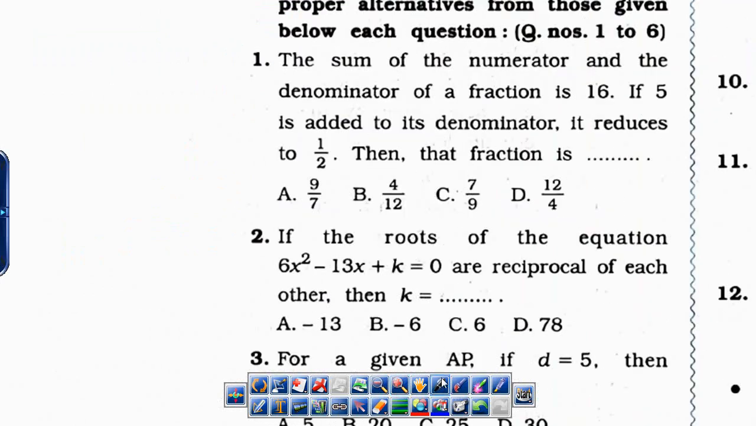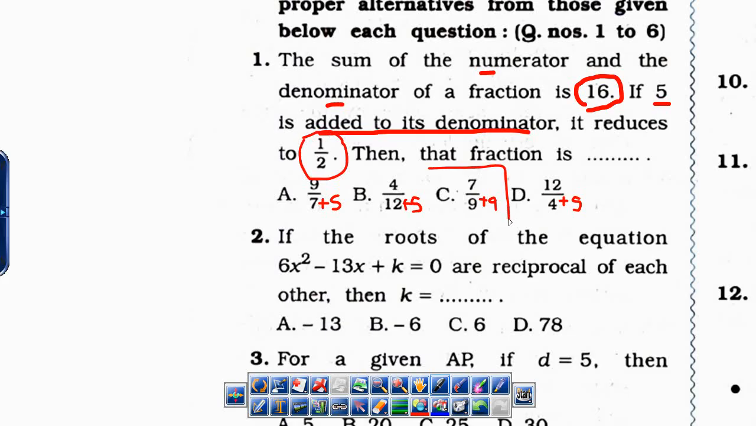The sum of numerator and denominator of a fraction is 16. If you observe, 9 plus 7 is 16, 4 plus 12, 7 plus 9, 12 plus 4, all total 16, which means all can be answers. The second sentence says if 5 is added to the denominator, so 7 plus 5, 12 plus 5, 9 plus 5, 4 plus 5, the fraction reduces to 1 by 2. Therefore C is the answer.